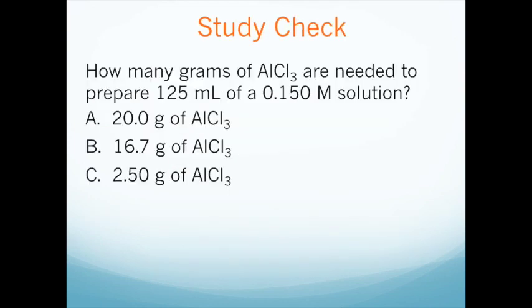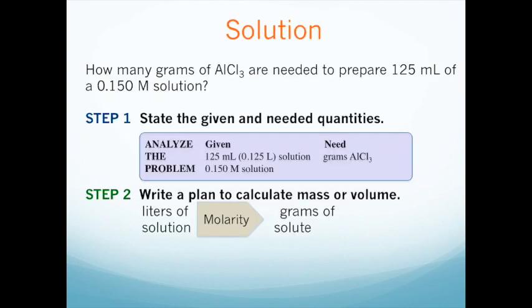Here's another example. How many grams of aluminum chloride are needed to prepare 125 milliliters of a 0.15 molar solution? The options are 20 grams, 16.7 grams, or 2.5 grams. So the way we go about doing this, we know that we have 125 milliliters of solution, and we want that solution to have a molarity of 0.15, and we need to find out how many grams of aluminum chloride that requires. So we need to go from liters of solution to, using molarity, to grams of solute.